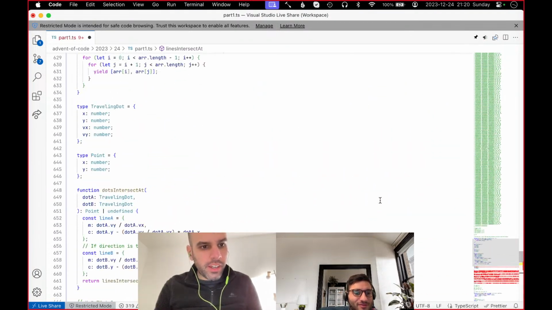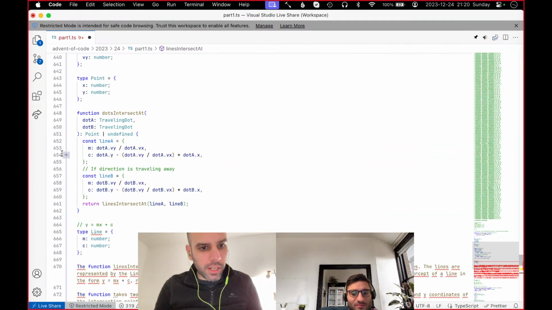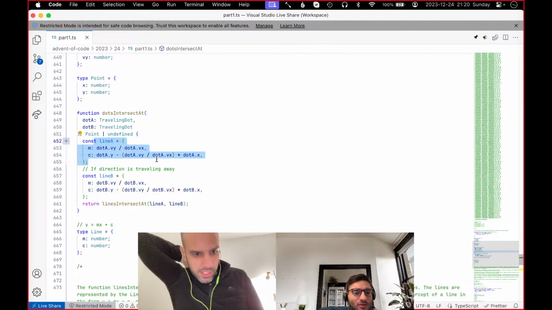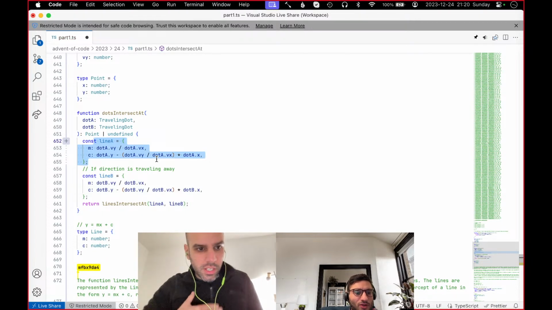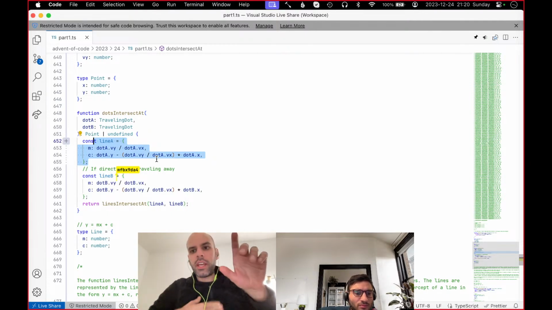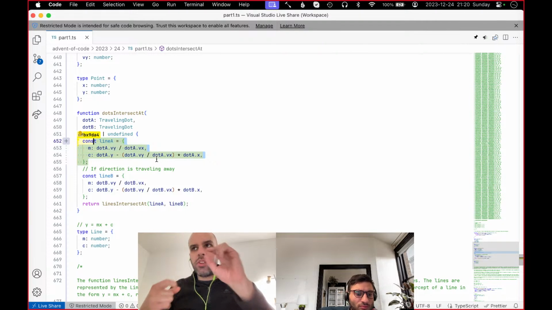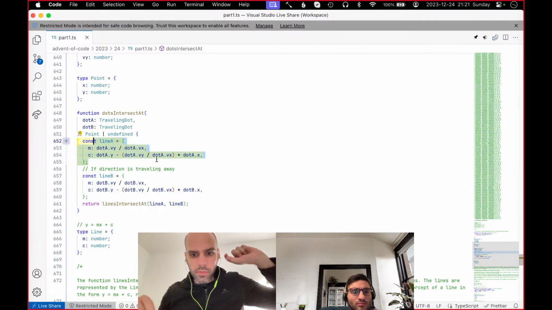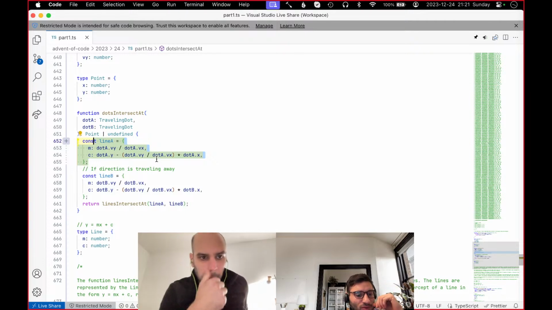And can you also ask Copilot to explain these lines? Because it seems to be good at it. Which lines? The ones I have selected, the ones that convert from the dot and direction representation into M and C representation. Sure.